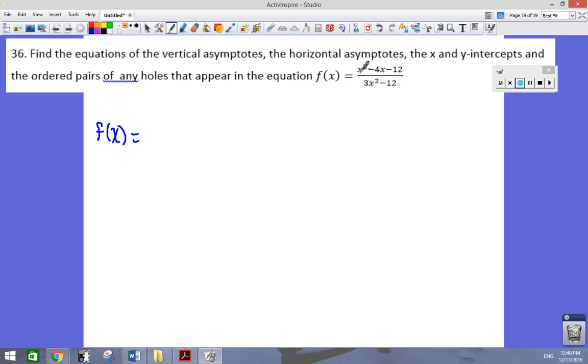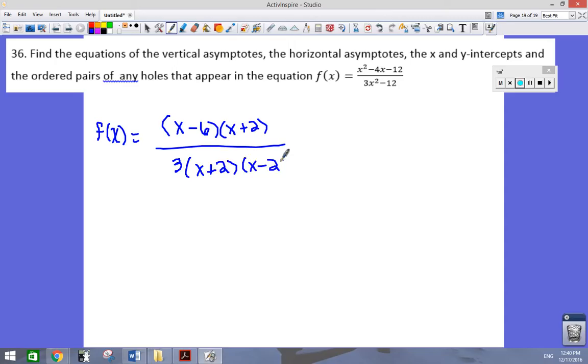So in the numerator, this guy factors to what? x minus 6, x plus 2, and the denominator here I can factor out a 3, and then I get x squared minus 4, which factors to x plus 2 times x minus 2. Okay, so I'm going to be able to get a lot of information now from this.